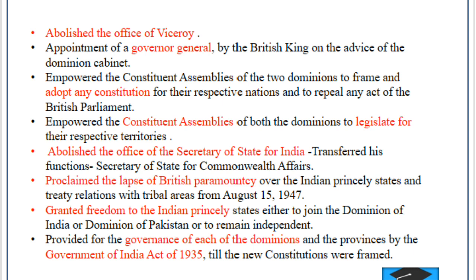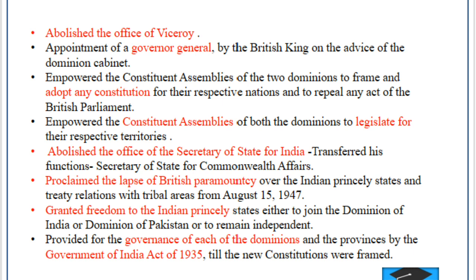It also abolished the office of the Viceroy and provided for each dominion a position called Governor General. This Governor General was to be appointed by the British King on the advice of the dominion cabinet. His Majesty's government in Britain or the British Parliament was to have no responsibility with respect to the government of India or Pakistan. This act also empowered the constituent assemblies of the 2 dominions to frame and adopt any constitution for their respective nations and to repeal any act of the British Parliament, including the Indian Independence Act itself.